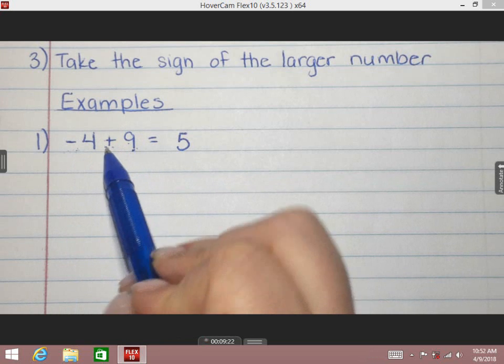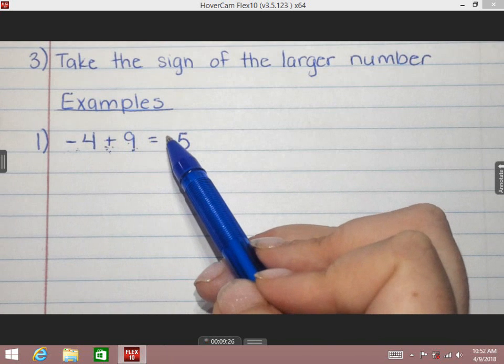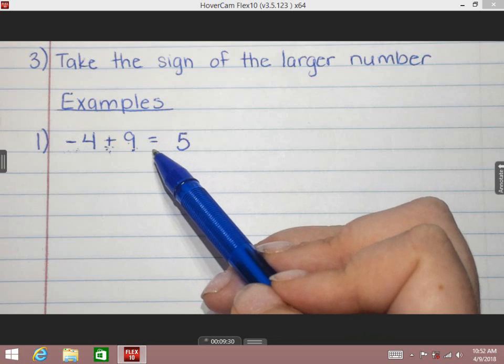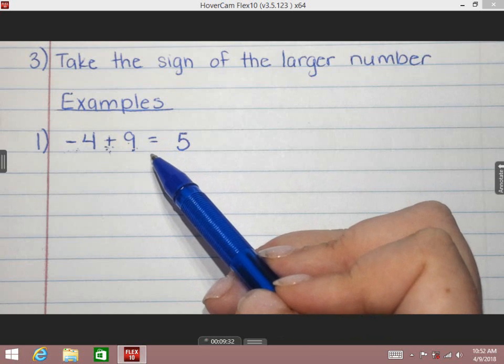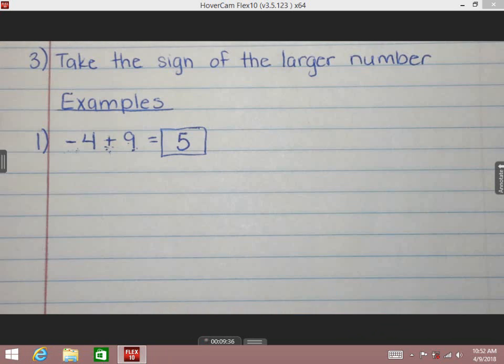So now here's a question. We know that this is positive 9. Do I need to write a positive or a plus sign in front of the 5? No, because we know any number by itself is already positive. So we're going to go ahead and circle that 5. That's our answer.